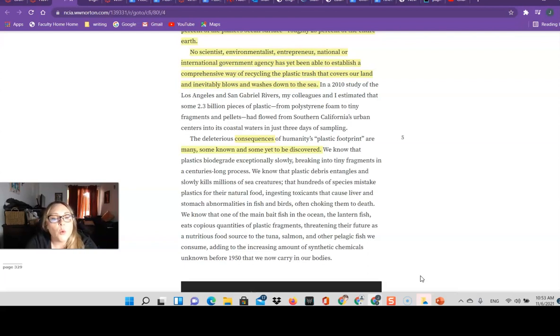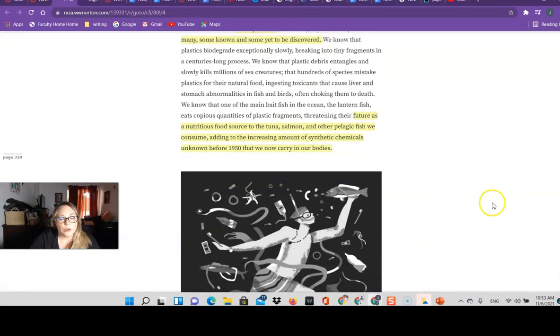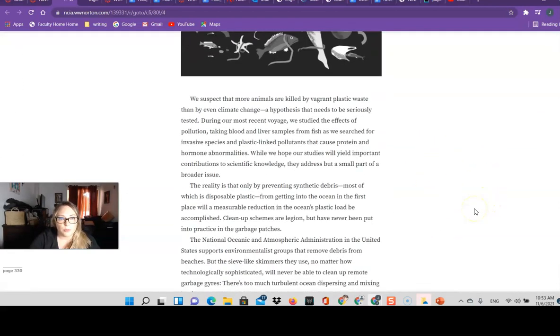We know that one of the main bait fish in the ocean, the lanternfish, eats copious quantities of plastic fragments, threatening their future as a nutritious food source to the tuna, salmon, and other pelagic fish we consume, as to the increasing amount of synthetic chemicals unknown before 1950 that we now carry in our bodies. So here we go. We know that this is a serious problem, right?